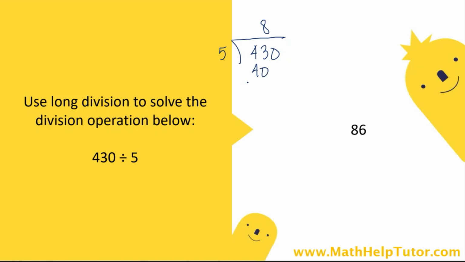Next, we subtract 40 from the number that we used for our division. So 43 minus 40 is 3, and we put that answer down here. Next, we're going to look back at our dividend, and we're going to see that there's still a digit left. So we're going to bring down that digit and put that beside the answer of the subtraction. So that's going to give us 30.